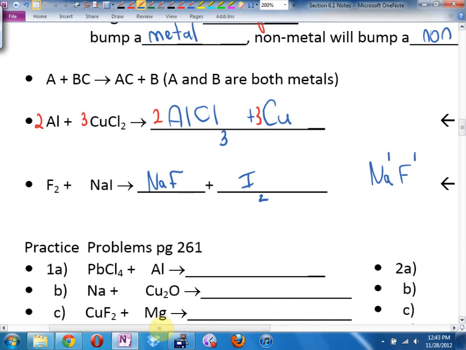Are we balanced? No? Okay. Where might I start? Sodium? I think I might start with the I's. How many iodines on the right? 2. How many on the left? 1. Let's try putting a 2 there. And then put a 2 over here to make 2 sodiums. And that gives me 2 irons, and I had 2 iron. Hey! Balanced. Okay. Balanced.